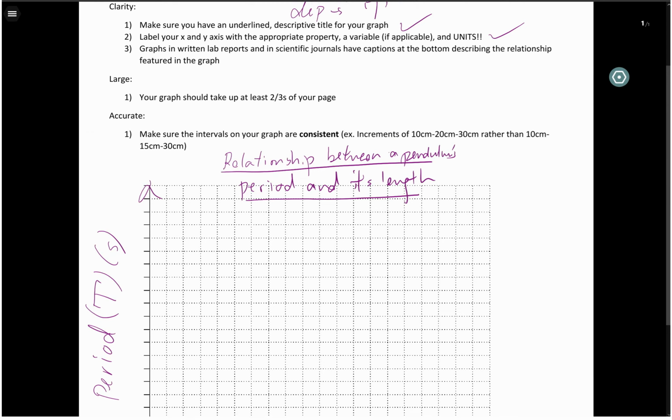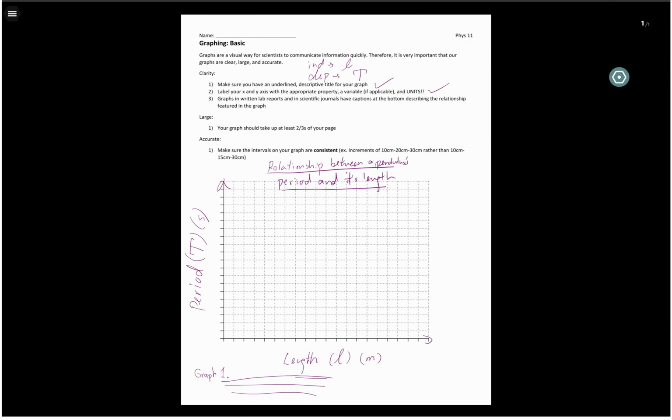You want your graph to be very large. It should take up about 2/3 of your page, if not more. In our page right here, our graph takes a little bit less than 2/3 of the page. I would even make this graph a little bit bigger if you had your graph paper, so maybe even making sure it's taking up even this much of the space if possible. But for our case, we're going to leave it as is.